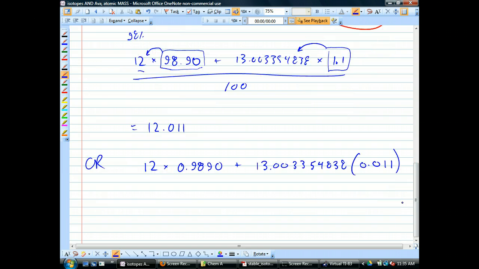So this is just converting the percentages, the abundances, to decimal form first.